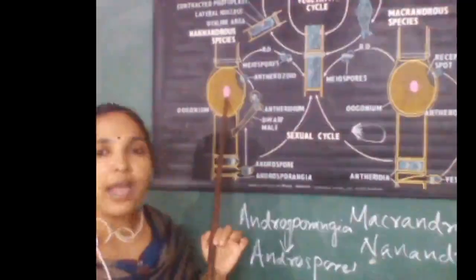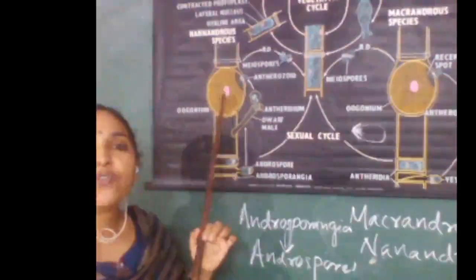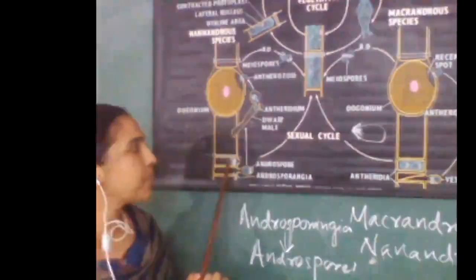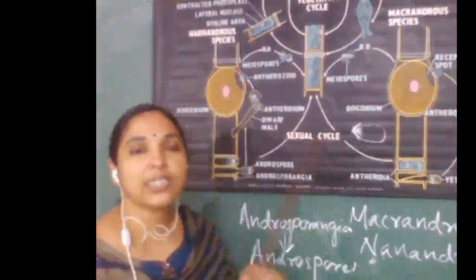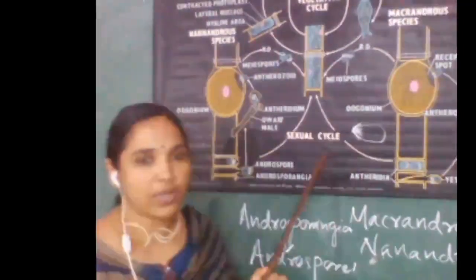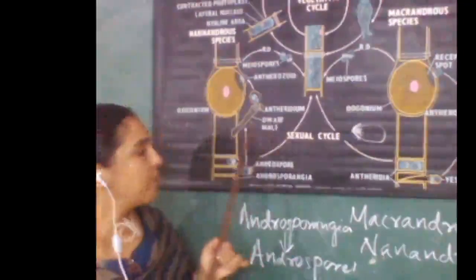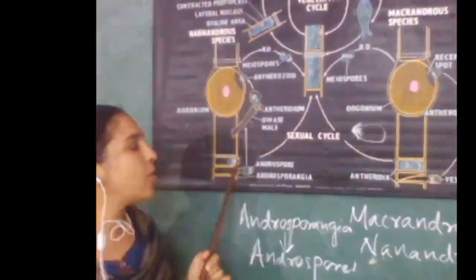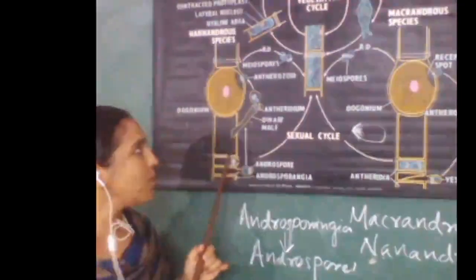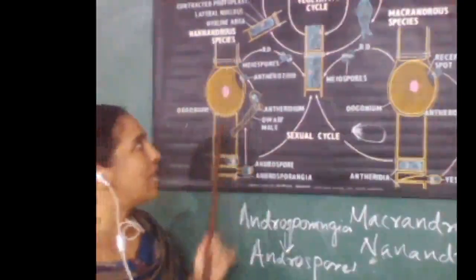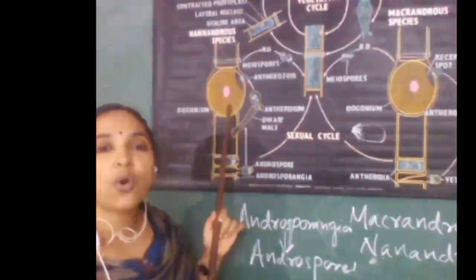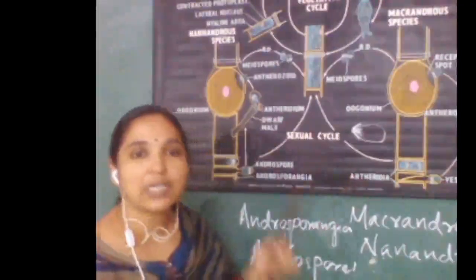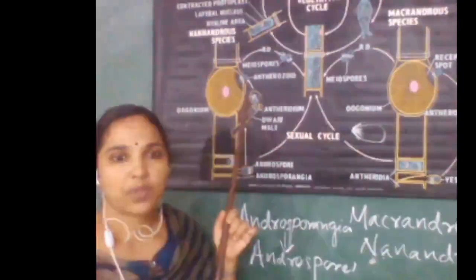Then what about Nanandrous species? These are of two types. Nanandrous species means antheridia are produced in separate cells, that is the dwarf male or Nanandria. This Nanandria or dwarf male is produced from an androspore. Clear? If the androspore is produced in the same filament that contains the oogonium, it is called Gynandrosporous. If the androspore is produced in a separate filament, that is called Idioandrosporous.